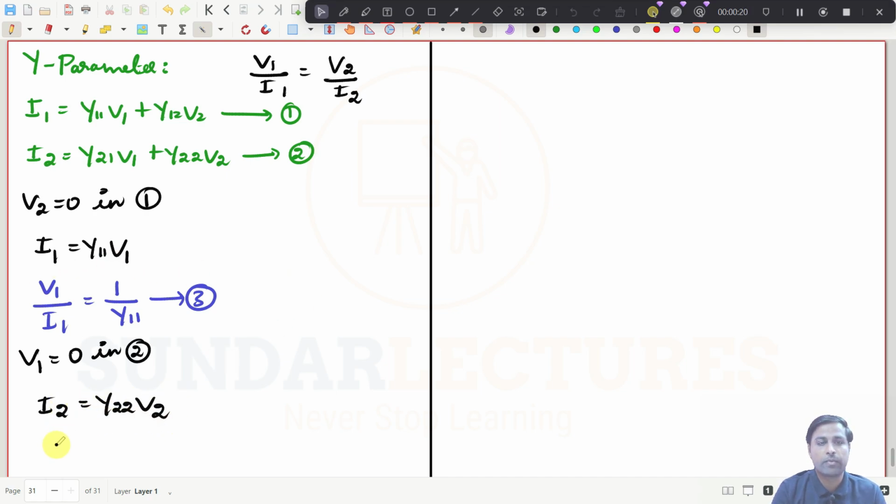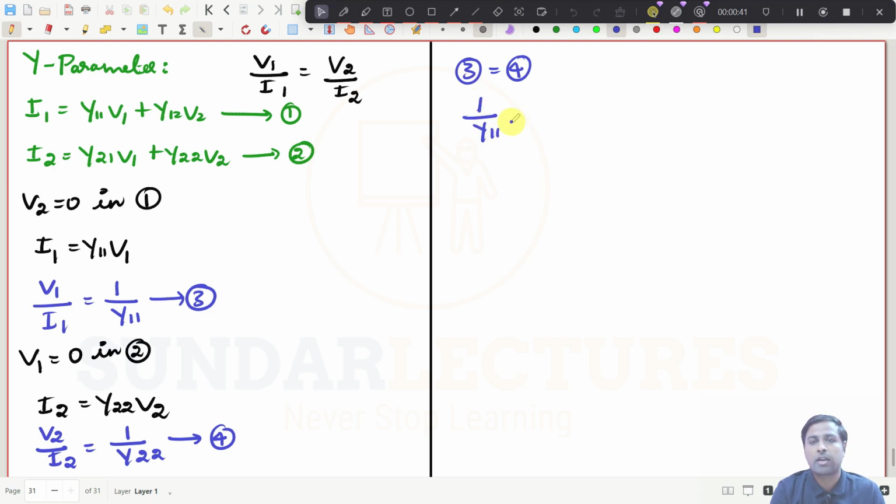So if you bring this one like v2 by I2, which is equal to 1 divided by y22. This is equation number 4, right? And you see, if I equate equation number 3 and then 4, simply what I will get is 1 by y11 is equal to 1 by y22. And finally, I can write y11 is equal to y22.